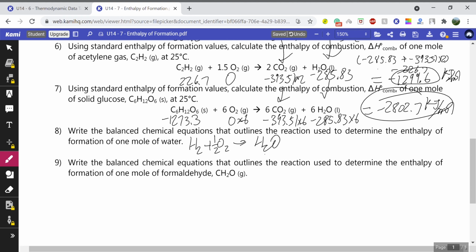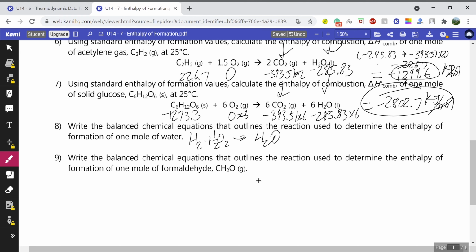Now same thing for number 9, except this time we want CH2O. So C plus H2 plus O2 will make CH2O. We have 1 C, check, 2 H's, check, and only 1 O again. So we're going to have to add 1/2 in front of this O once more.